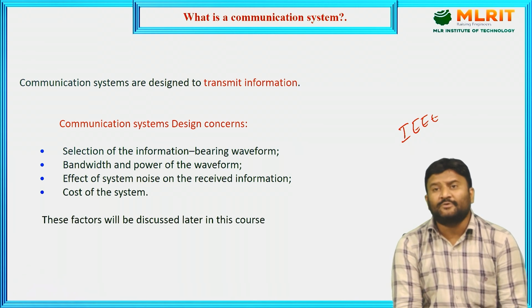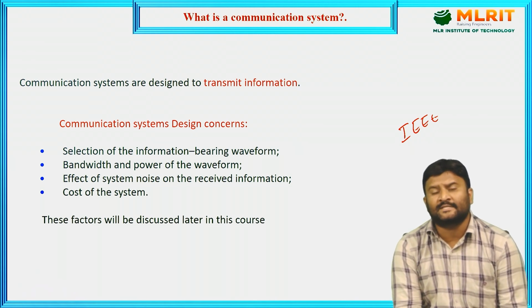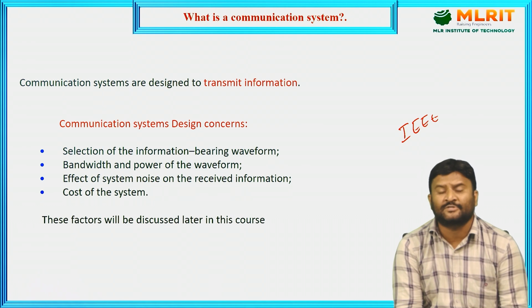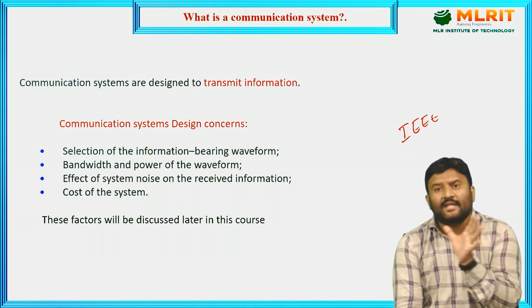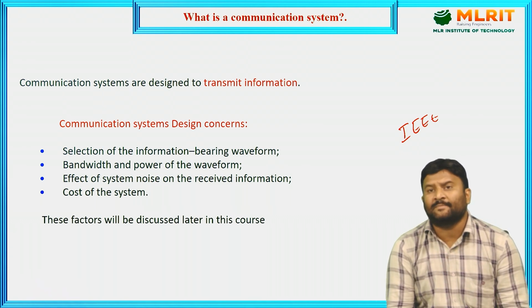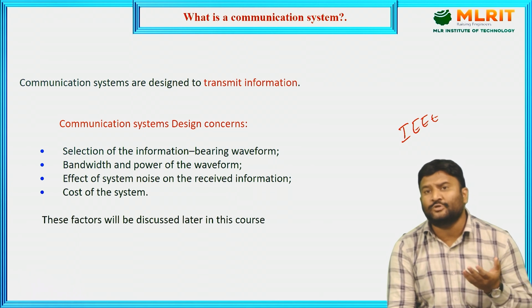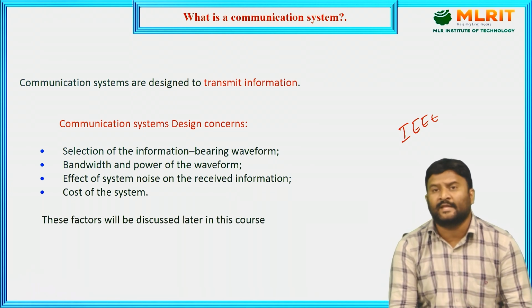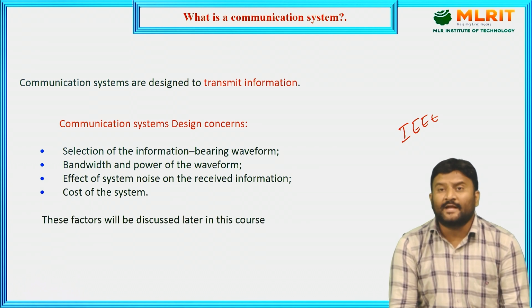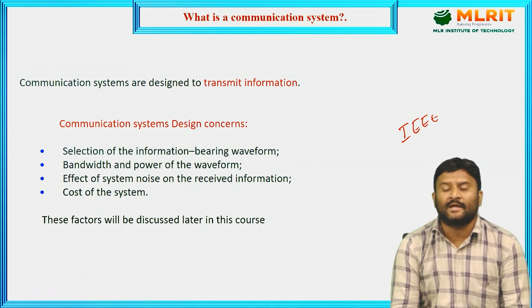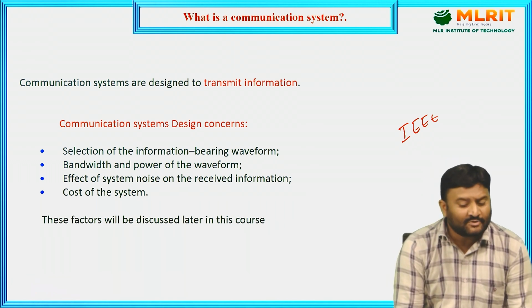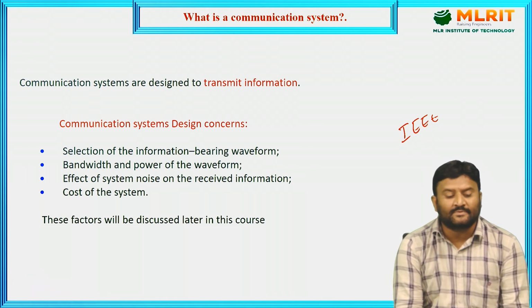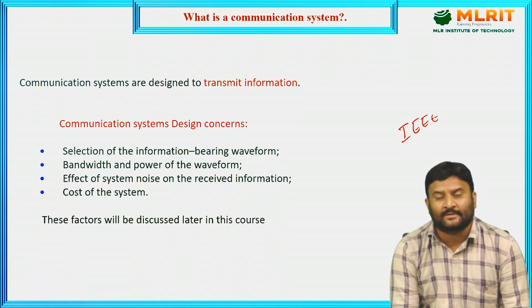You know very well the sender sends the information and the receiver receives the information. What is passing between them is called the passing information. The passing information can be in different forms, analog or digital. As per the IEEE definition, communication refers to sending, receiving and processing the information. That's why communication systems are designed to transmit information.